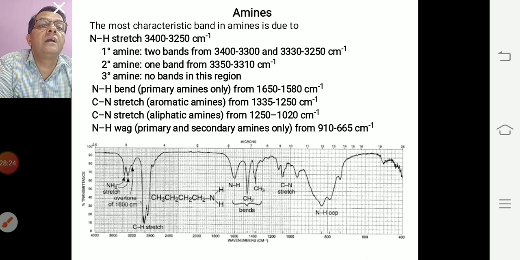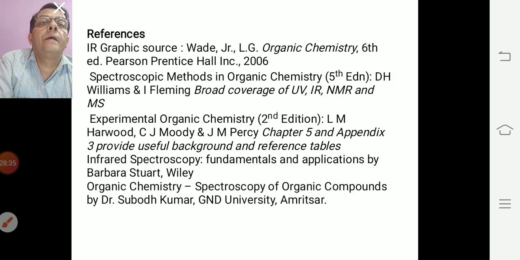And these are the regions where the main absorptions occur, and these are the values of absorption frequencies, and these are the references from which we prepared this lecture.